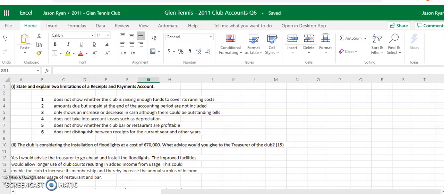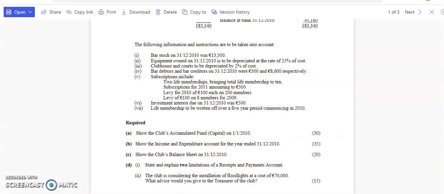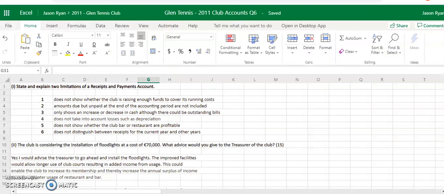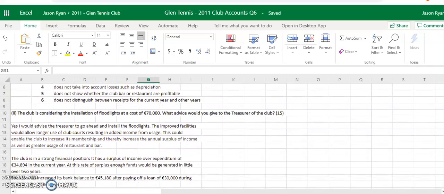So if you remember, your receipts and payments account looks like this here. So a couple of items there. It does not show if the club is raising enough money to cover its running costs. Amounts due and prepaid at the end of the year are not included. It shows an increase and decrease in cash, although there are still outstanding bills. There's no depreciation included in it. It doesn't show if the bar is making a profit, and does not distinguish between receipts for the current year and other years. So what's the difference in the money coming in from this year and other years?